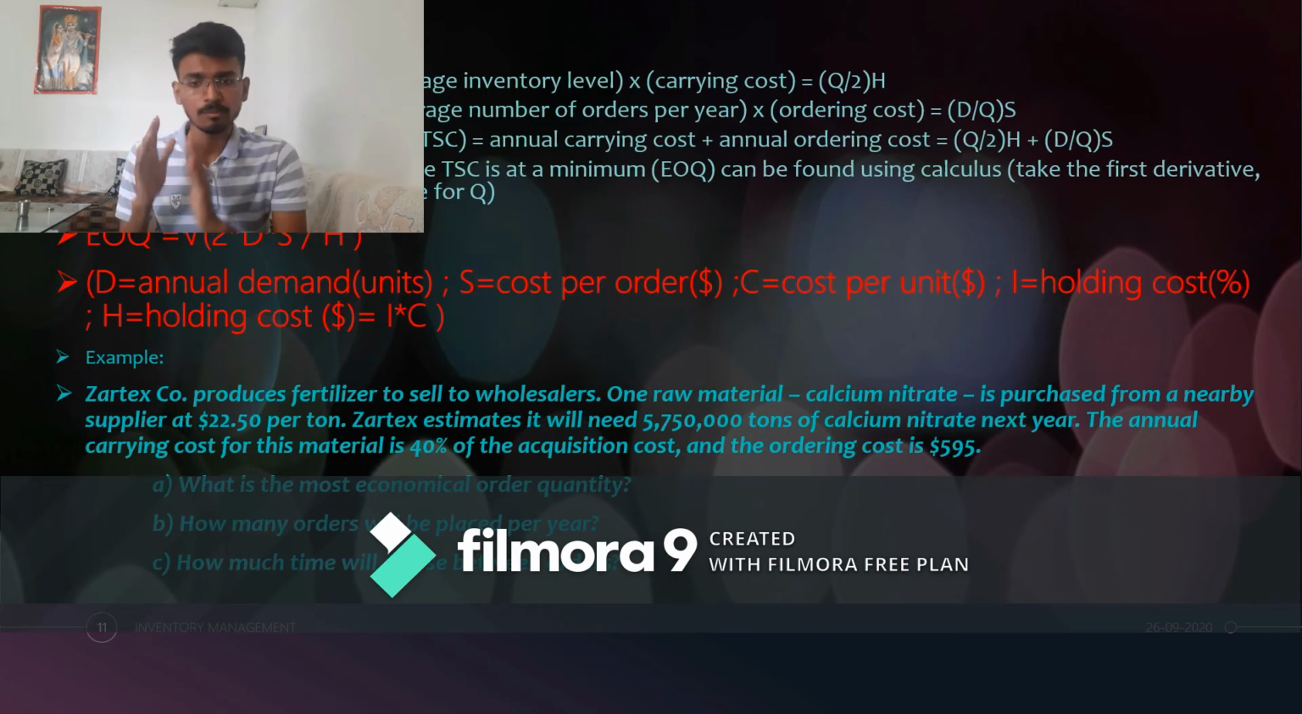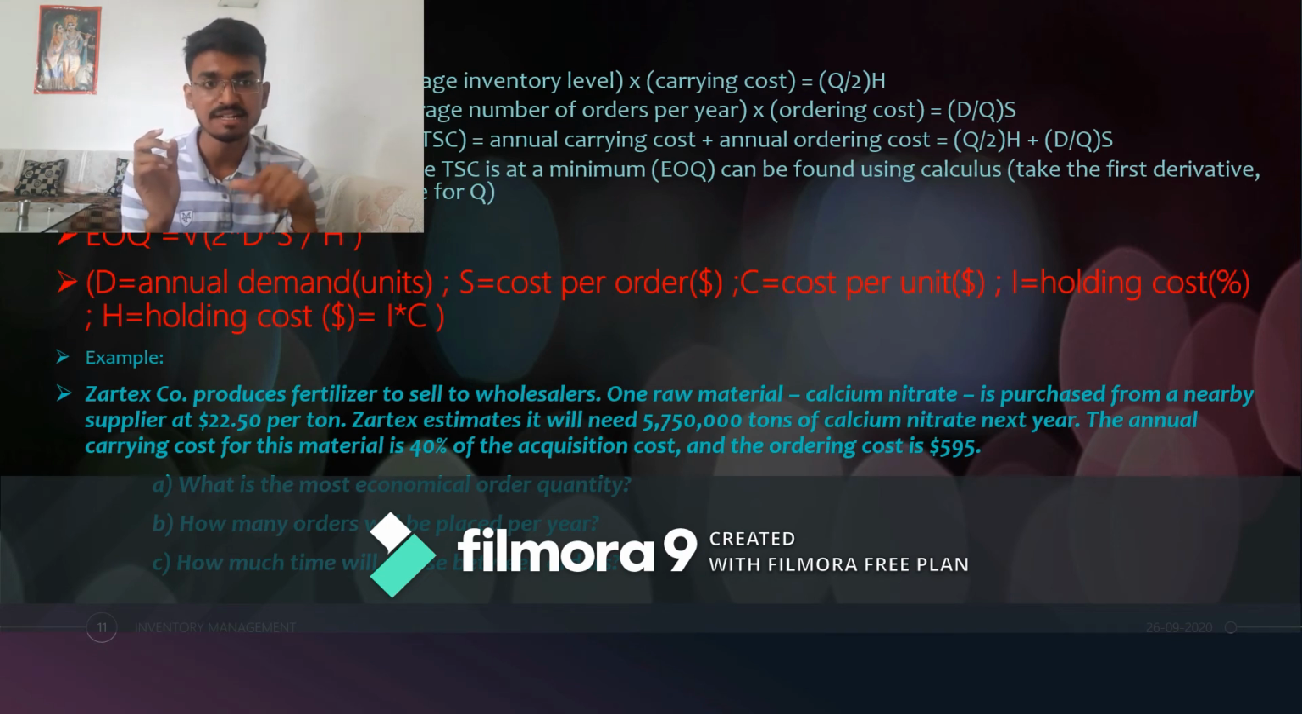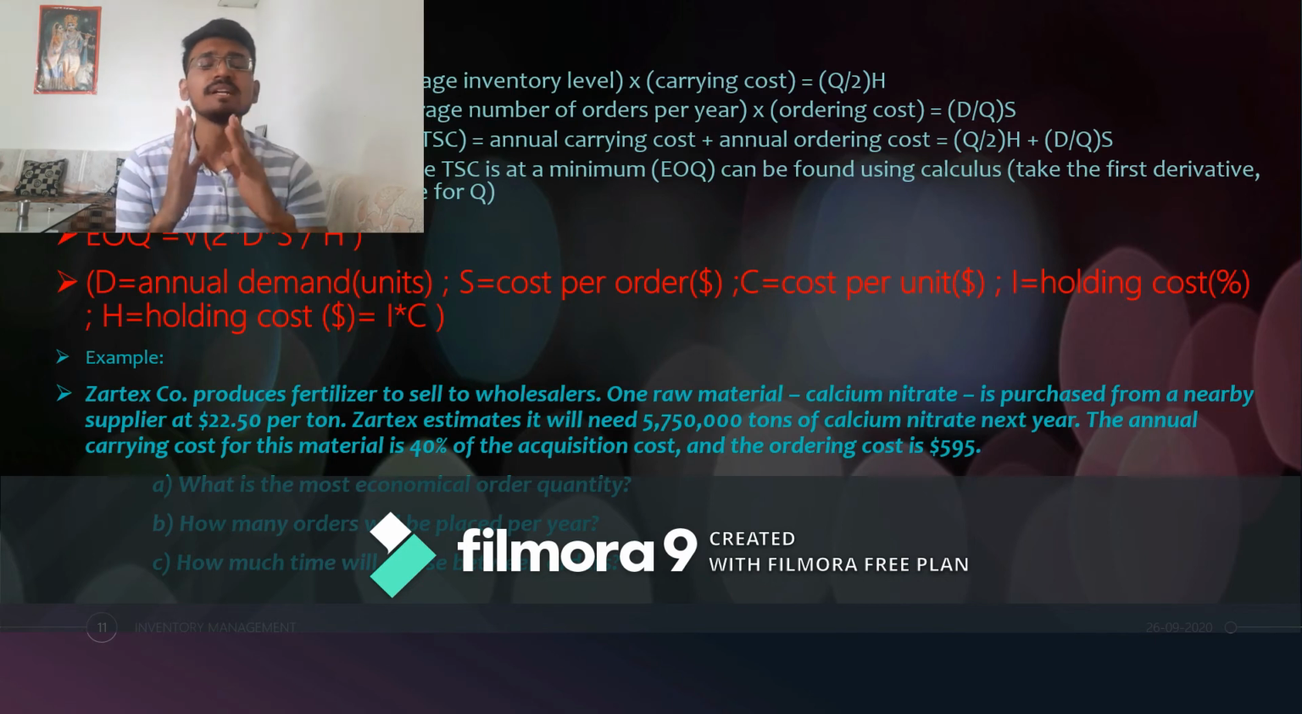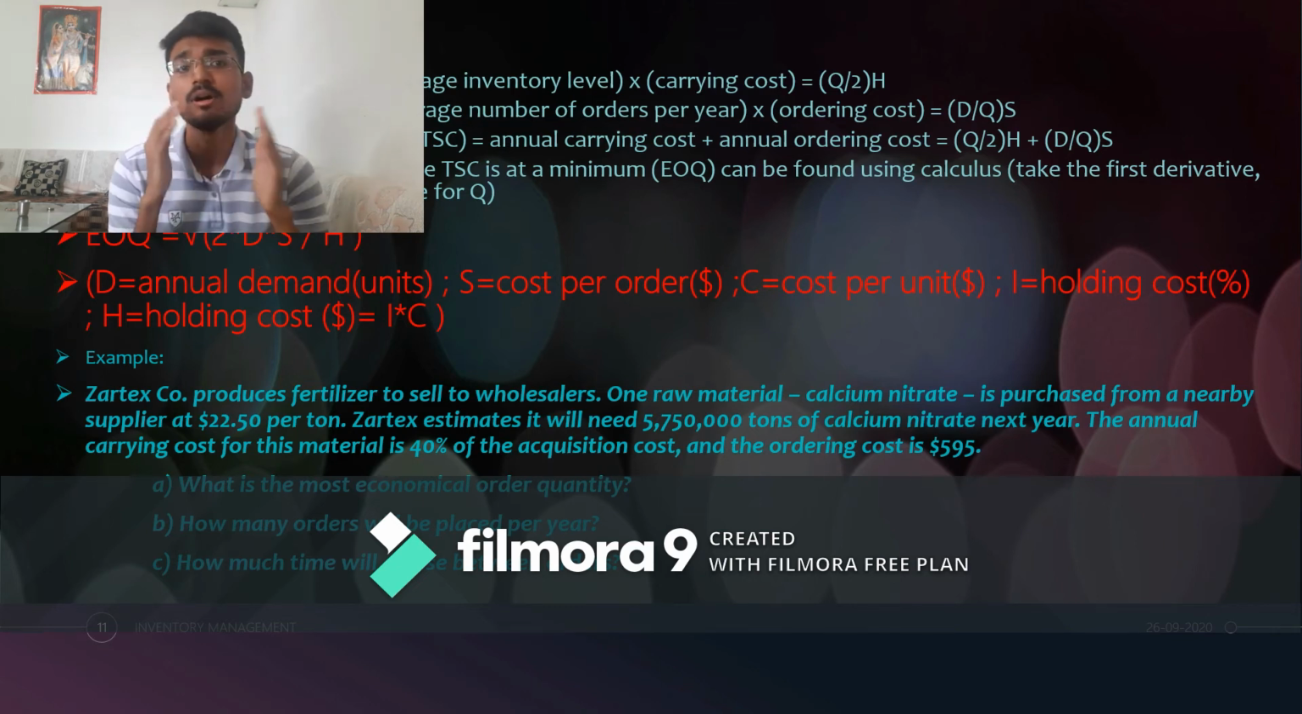So the main formula is the square root of 2 into D into S divided by H. So what is D? D is nothing but the annual demand. We will see that in the example. Next is S. What is S? S is the cost per order.